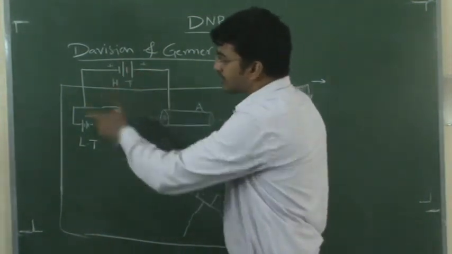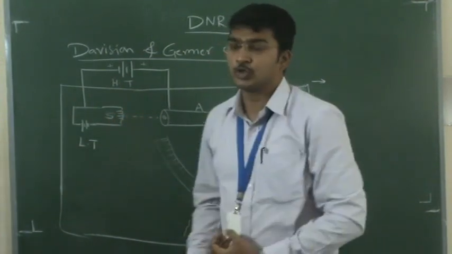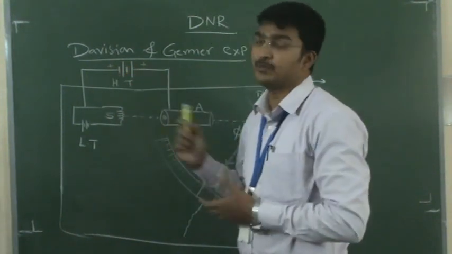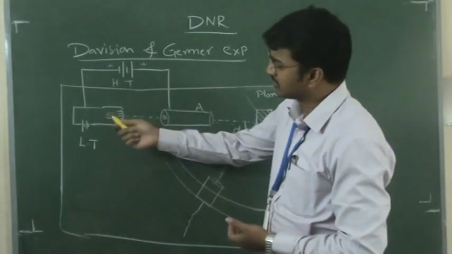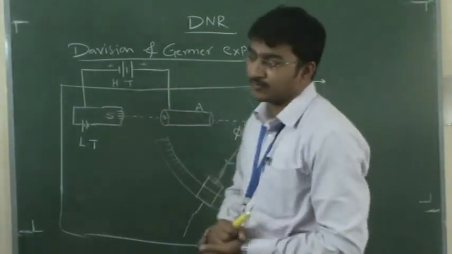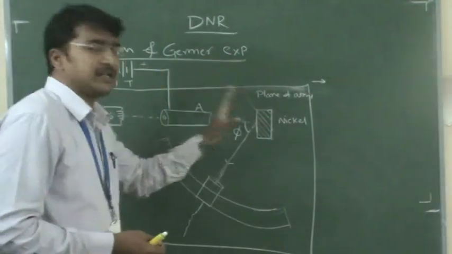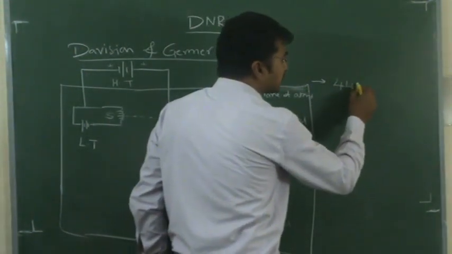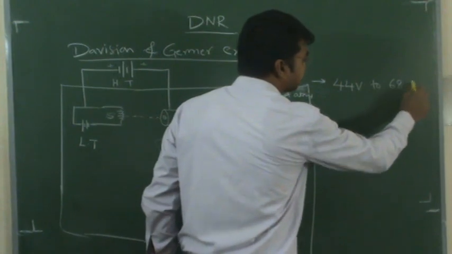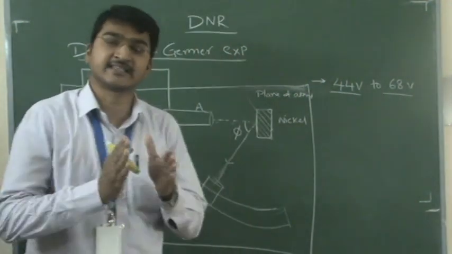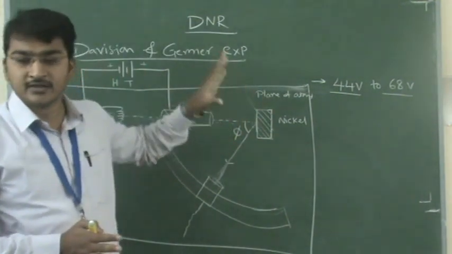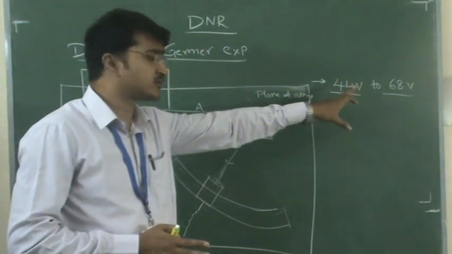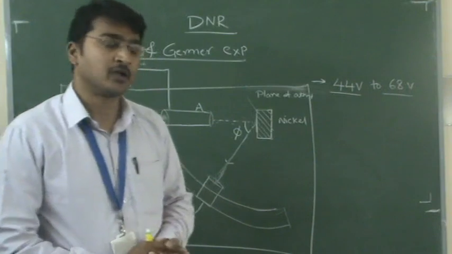So whatever energy we are giving is converted into kinetic energy of the electrons. The kinetic energy comes from the potential applied between the cathode and anode. The cathode is the source of electrons, negative, and the anode is positive. So this whole experiment is operated between accelerating potentials of 44 volts to 68 volts. This experiment is performed between 44 volts and 68 volts. Okay, point number 1.